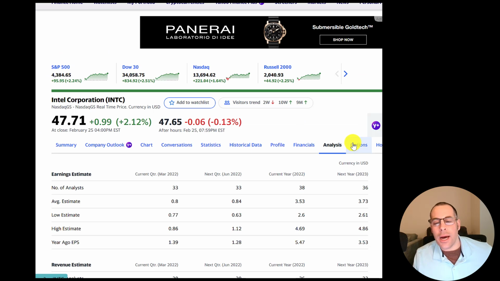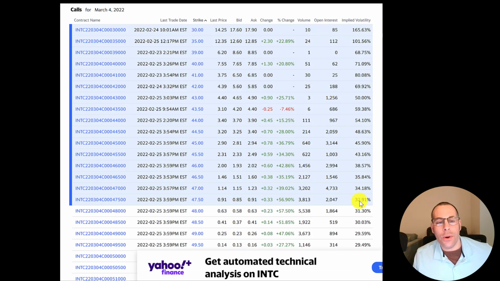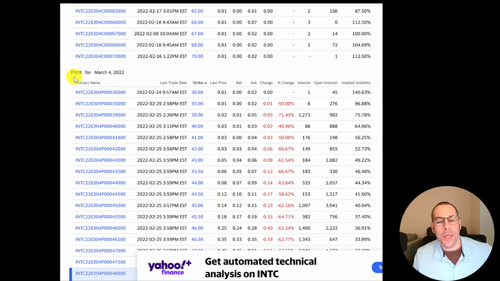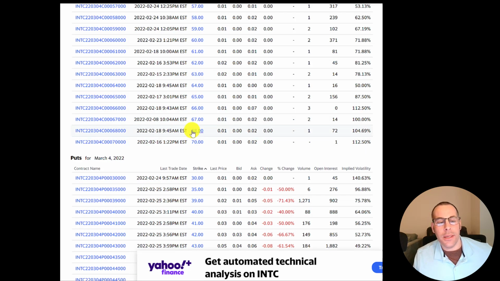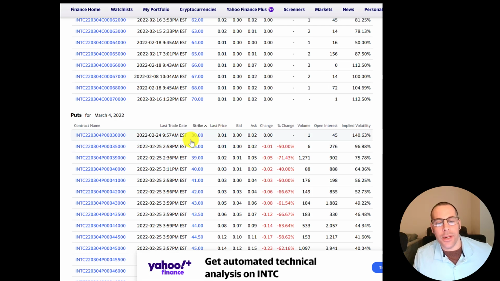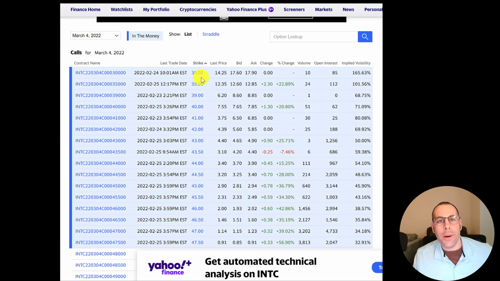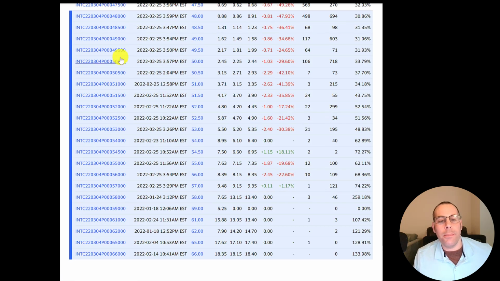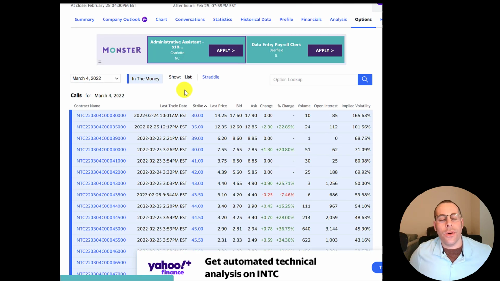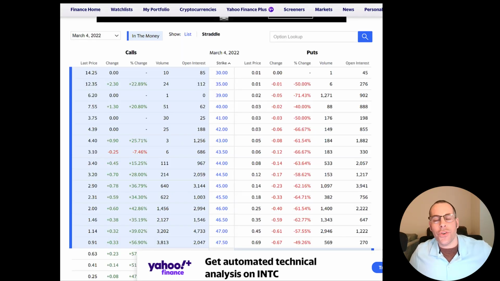If you click on this options tab, you can look at all the call options and put options. It gives you many strike prices from 30 up through 70. The strike price for puts is 30 to 66. If you buy a call from 30 to 47.50, it's in blue shading. That means it's in the money. If you buy a put from 48 to 66, then it's also in the money. You could also click on straddle. A straddle is when you buy a call and put with the same expiration and strike price.